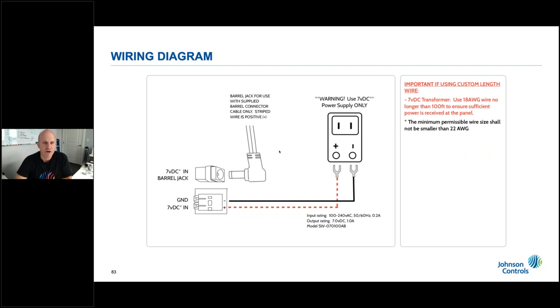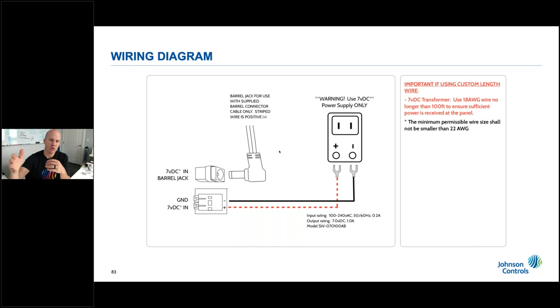When it comes to wiring up the panel, we have two different ways to wire it. Again, we have the barrel jack connection and we have the terminal block on the smart mount backplate. The panel comes with a 7-volt DC power supply. And we say in the manual that you should go no further than about 100 feet on that before voltage drop will be a problem.